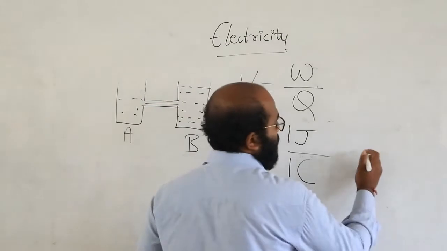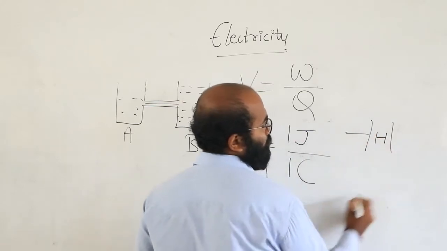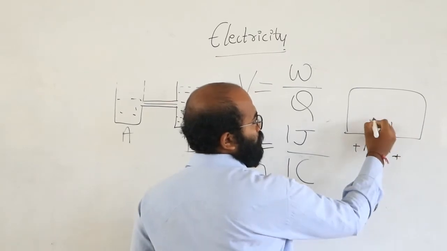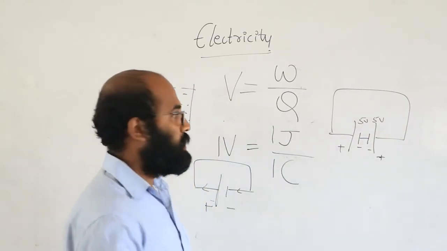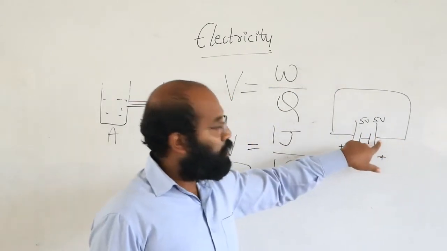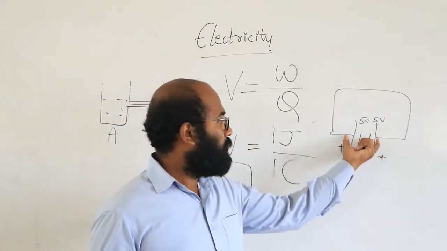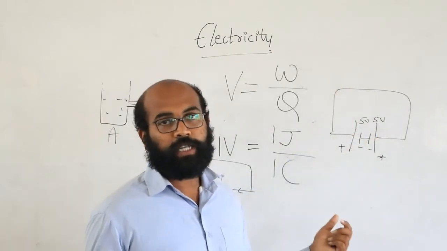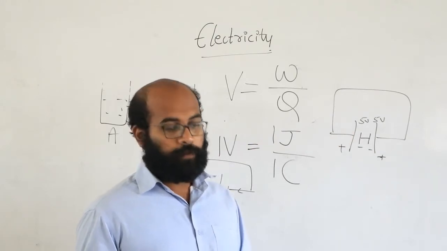Now let us take one more situation where there are two batteries. This is also a 5-volt battery, this is also a 5-volt battery. When both are connected in such a way that the positive terminal is connected to the positive terminal, in this case there will be no flow of current, because the potential difference in both the batteries is the same. So there is no movement of charge, so there is no flow of current.